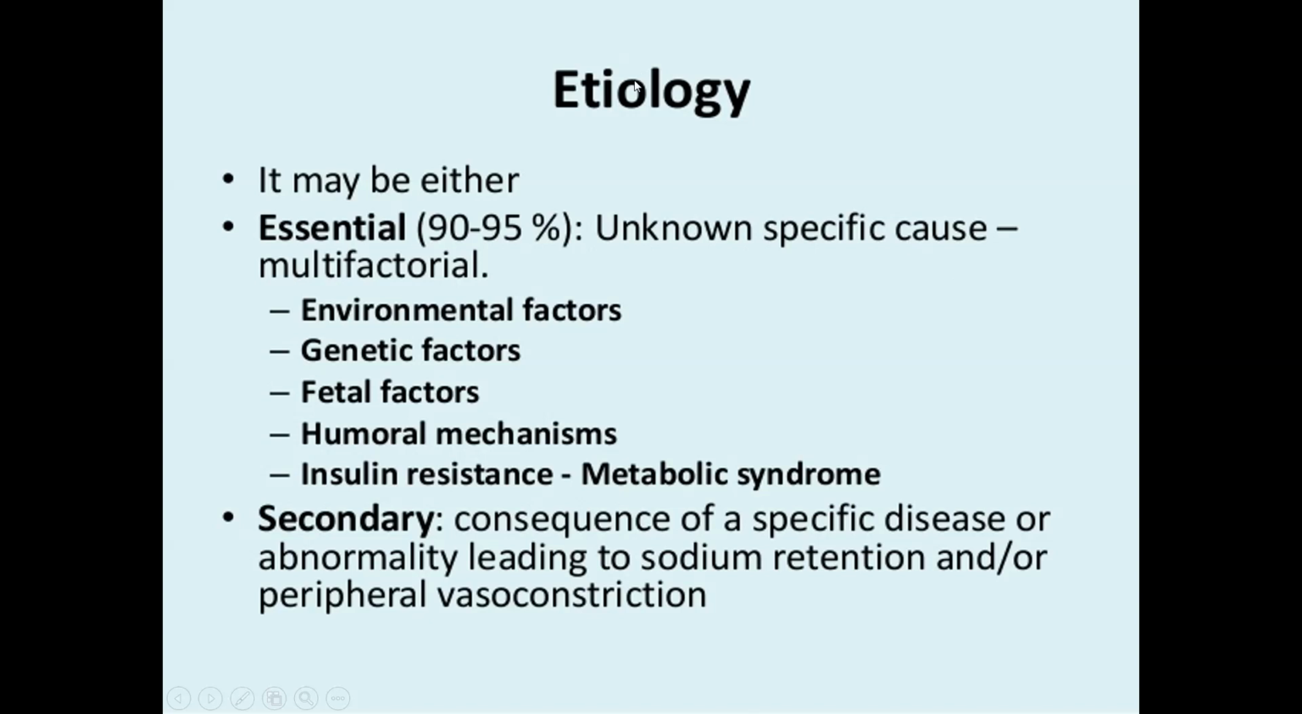Etiology: there are two types of hypertension, essential and secondary. Secondary hypertension, as the name suggests, has some underlying cause, and essential is multifactorial with different factors involved. It covers 90 to 95% of total patients of hypertension. It includes environmental factors, genetic factors, fetal factors, humoral mechanisms, and metabolic syndrome or insulin resistance. And secondary, as the name suggests, has many different underlying diseases or abnormalities which end up with either vasoconstriction or salt or water retention, leading to hypertension.